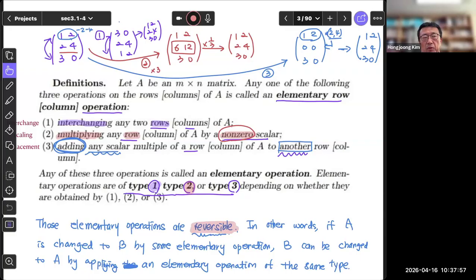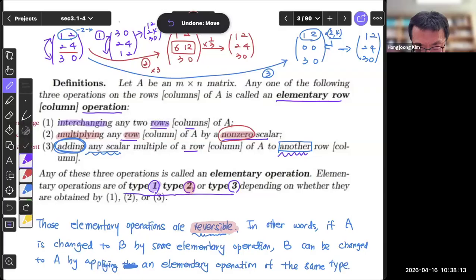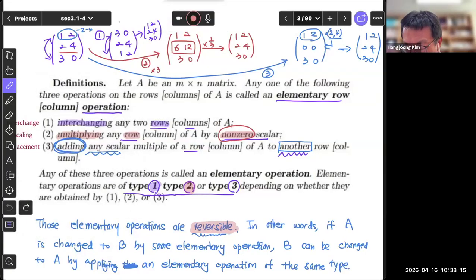An elementary row operation consists of 3 types. Type 1, you interchange 2 rows of a matrix. And type 2, you multiply a non-zero value to a certain row or column. That is called elementary row operation or column operation.